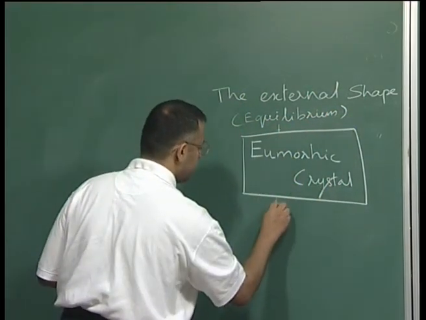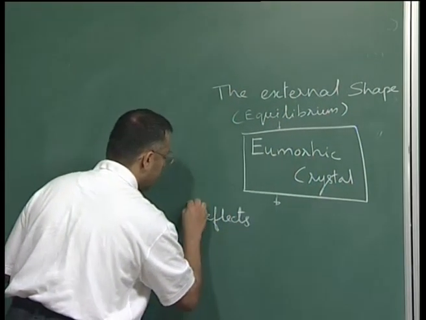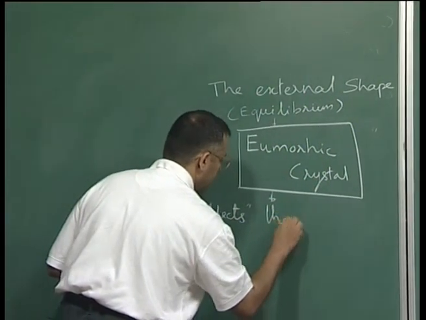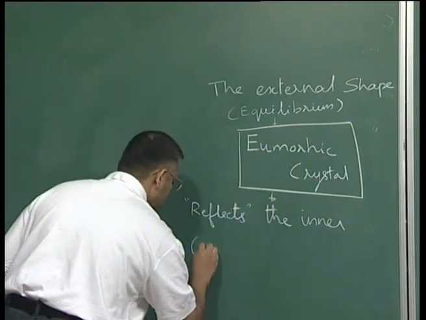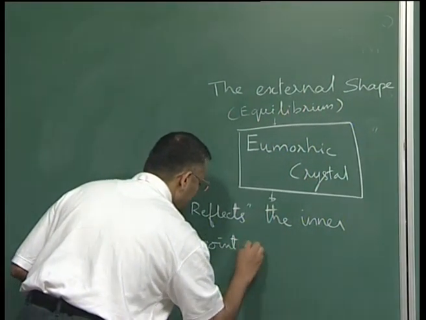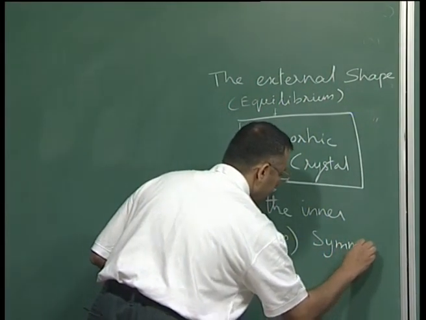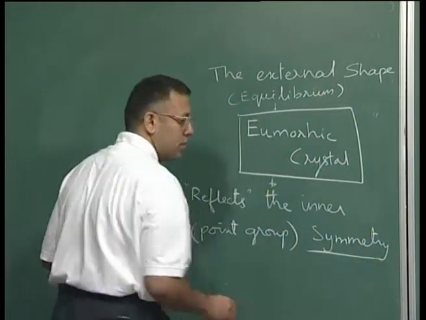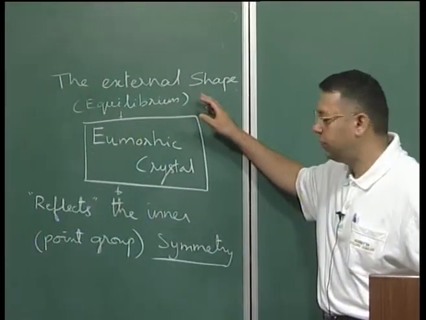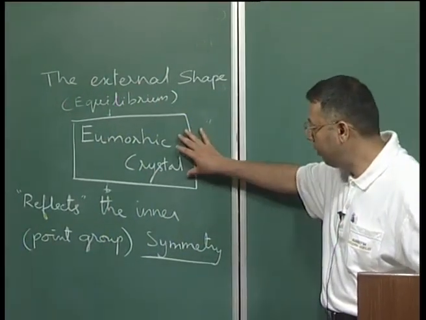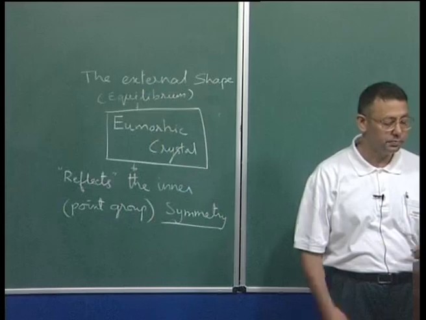External shape of eumorphic crystals. So the external shape of, for now I consider an equilibrium crystal of a well grown or eumorphic crystal, reflects the inner point group symmetry of the crystal.